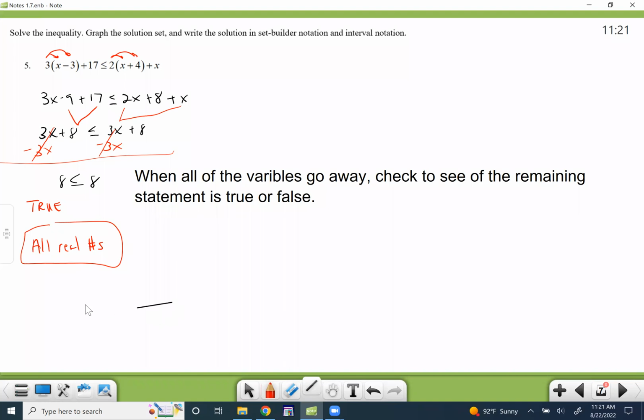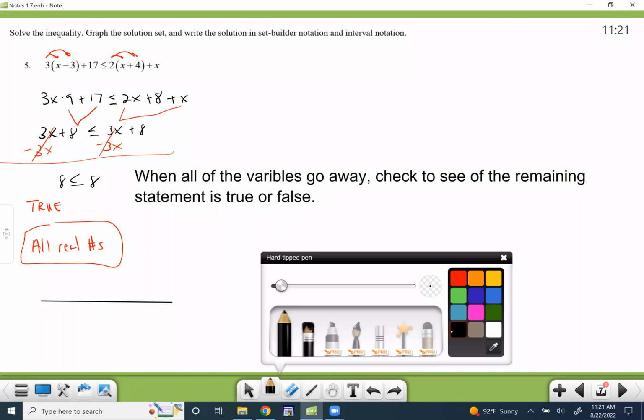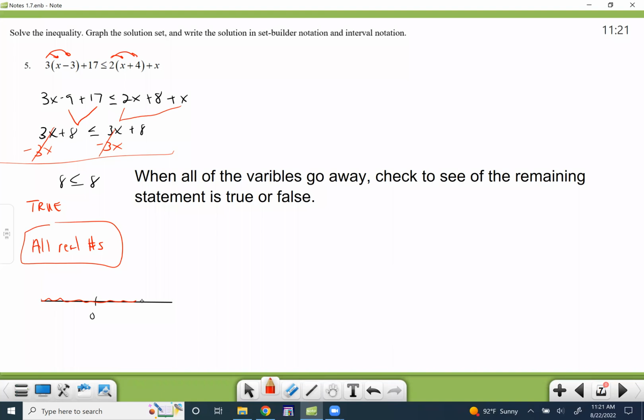So on our graph, we would just have to shade, just put a 0 on it, I guess. But we're going to just shade the whole thing, right? Arrows, arrows. Every single number is good.